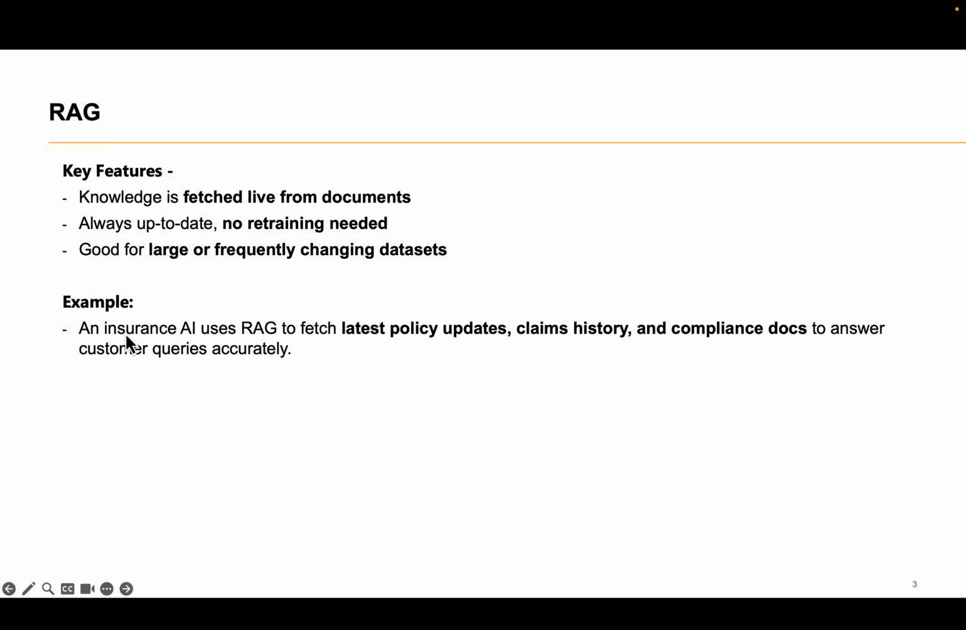Example: an insurance AI chatbot uses RAG to fetch latest policy updates, claims history, and compliance docs to answer customer queries accurately. So wherever you want to create any sort of chatbot which is dependent on some documents, where basically you want to search documents, you can always go for RAG as a solution.